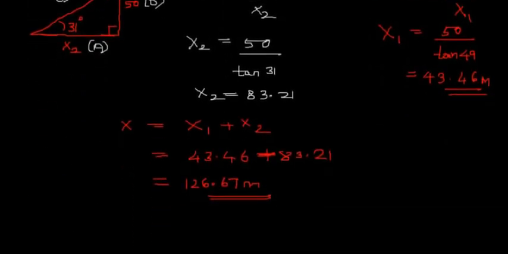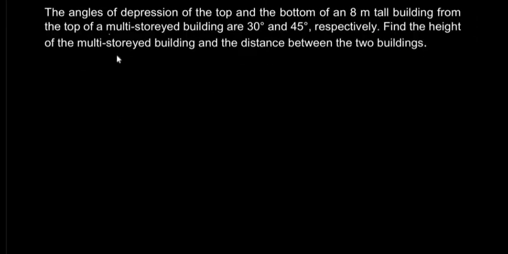Let us look at the next question. The angles of depression of the top and the bottom of an 8-meter tall building from the top of a multi-storied building are 30 degrees and 45 degrees respectively. That means we have two buildings here. One is an 8-meter tall building and another is a multi-storied building. So both are standing on the ground.